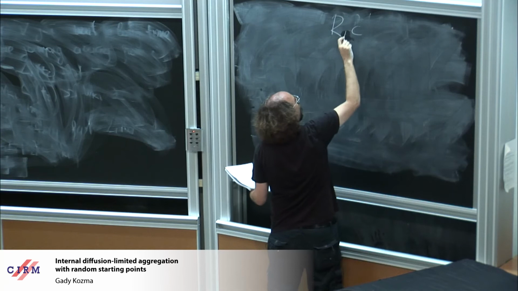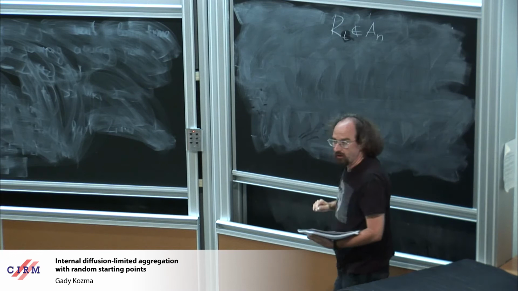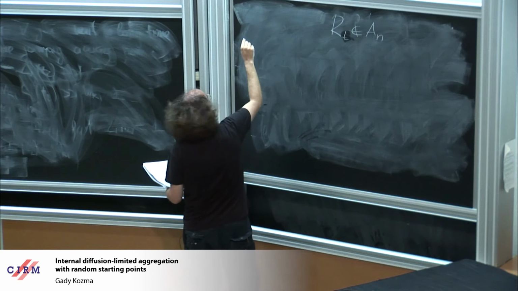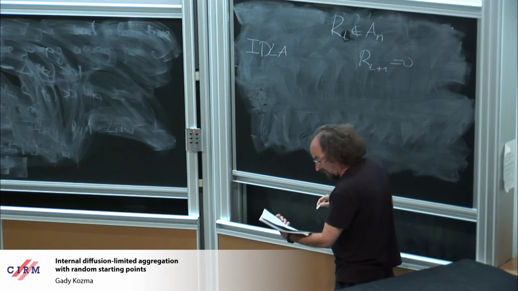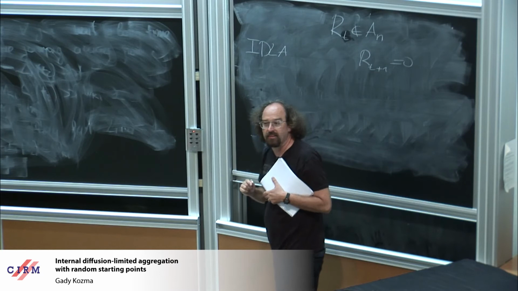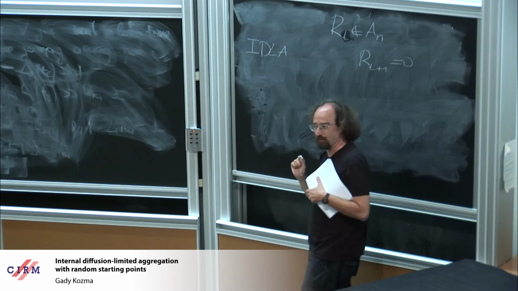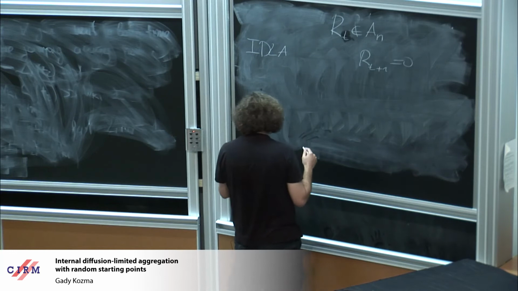Let's call the walker's position R_T. What happens when a walker is not in A_n? In classical IDLA, R_{T+1} will be 0. So this is just the model that I just defined. But you can say, okay, let's not jump directly to 0. Let's make just one step towards 0. Okay, so this is a nearest neighbor model.